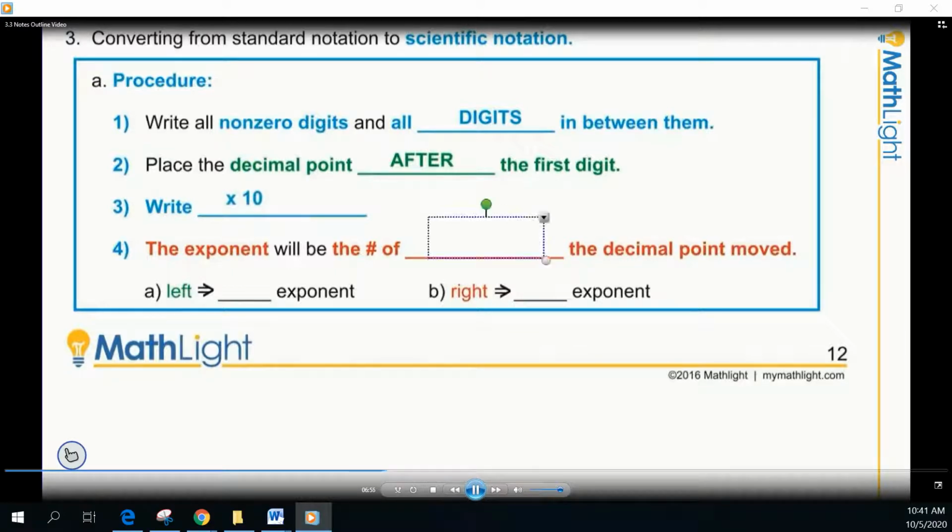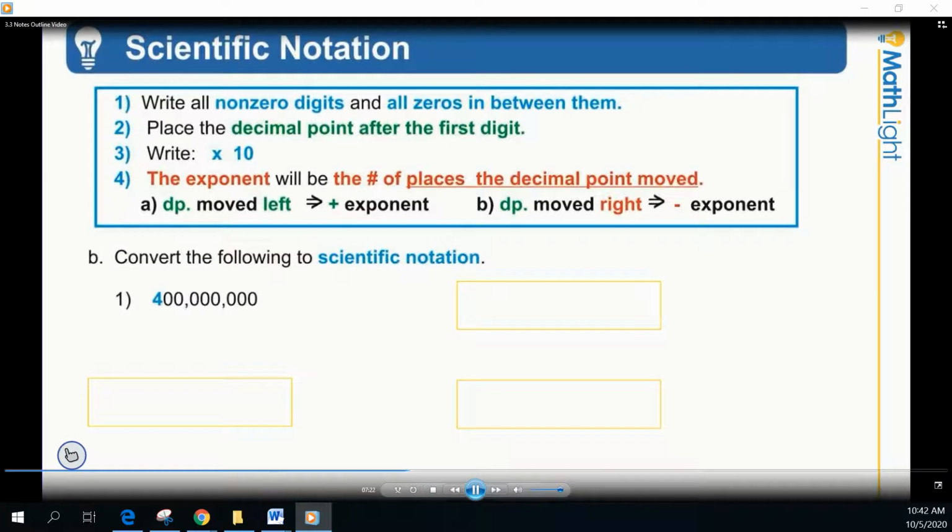Then you got to figure out the exponent, okay? The exponent will be the number of places the decimal point moves, and I'll show you that in a minute. And if you got to move the decimal point left, then it's a positive exponent. And if you have to move the decimal point to the right, it's a negative exponent. Okay, so let's put this into practice, okay? So digits after times 10 places, positive and negative. Okay, here we go.